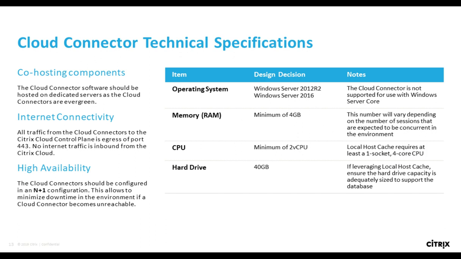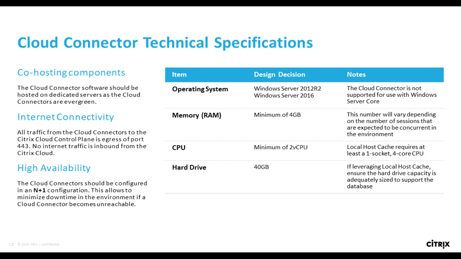The processor needs to be a minimum of 2 virtual CPUs, and the hard drive needs to be at least 40 GB. As far as co-hosting the Cloud Connector, make sure that you don't place that software on any other machines inside your network that need to be up 100% of the time. Due to its nature, the Cloud Connector is evergreen, so it can be updated without warning at any time. That's also why we recommend to have high availability within the Cloud Connectors.